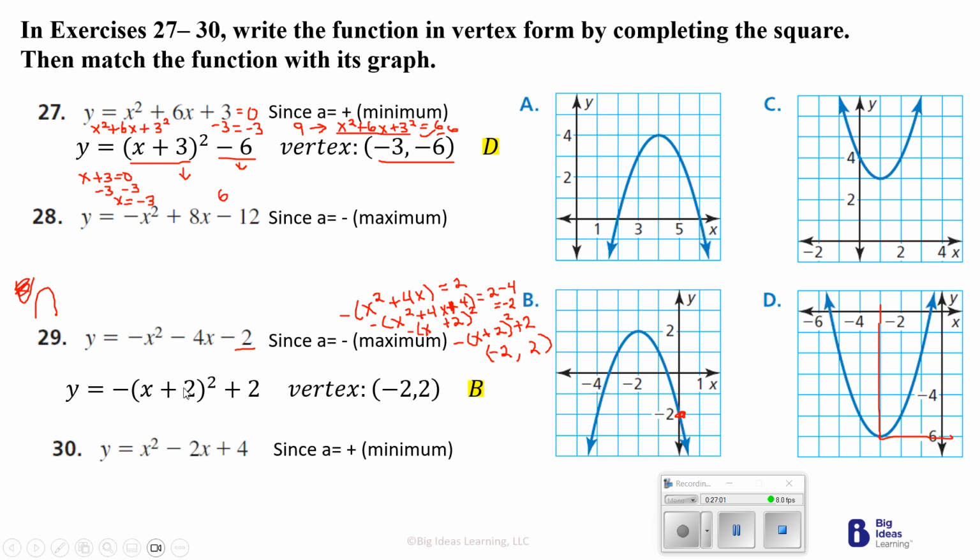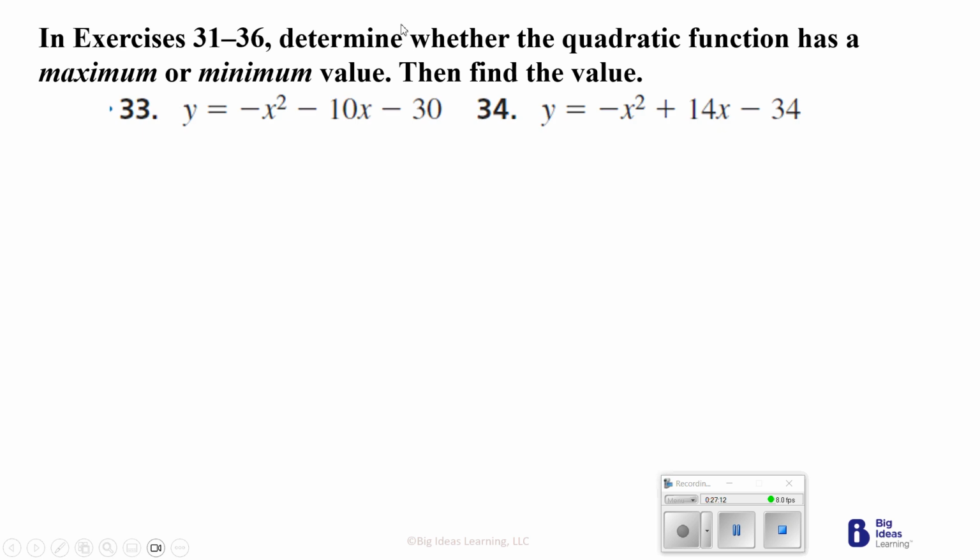Yep, there it is, negative (x plus 2) squared plus 2. That's what we had right here. And the vertex would be (-2, 2), so that would be B. 30 is yours to do.